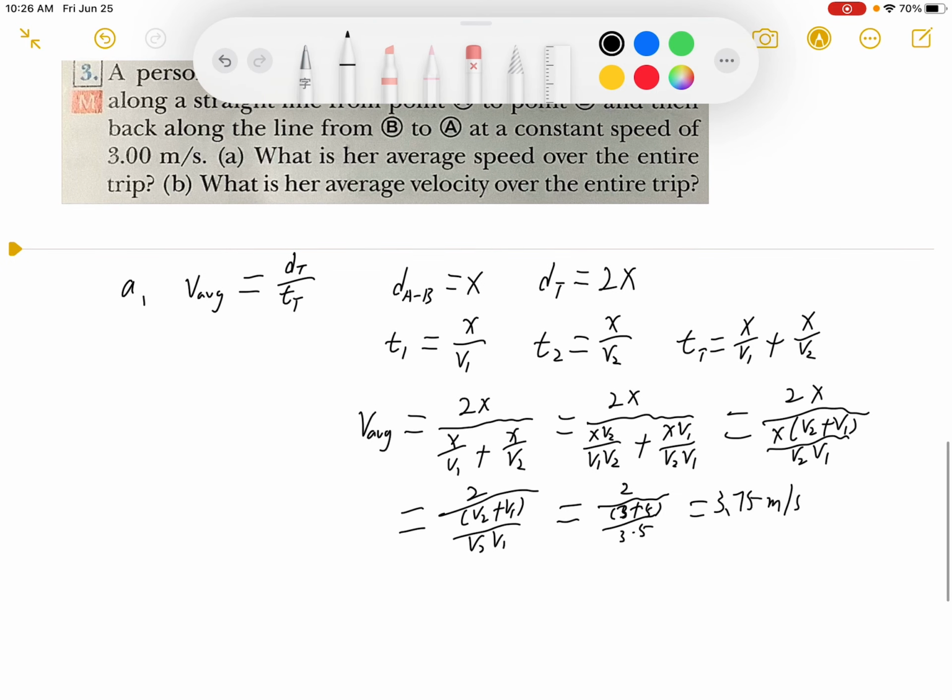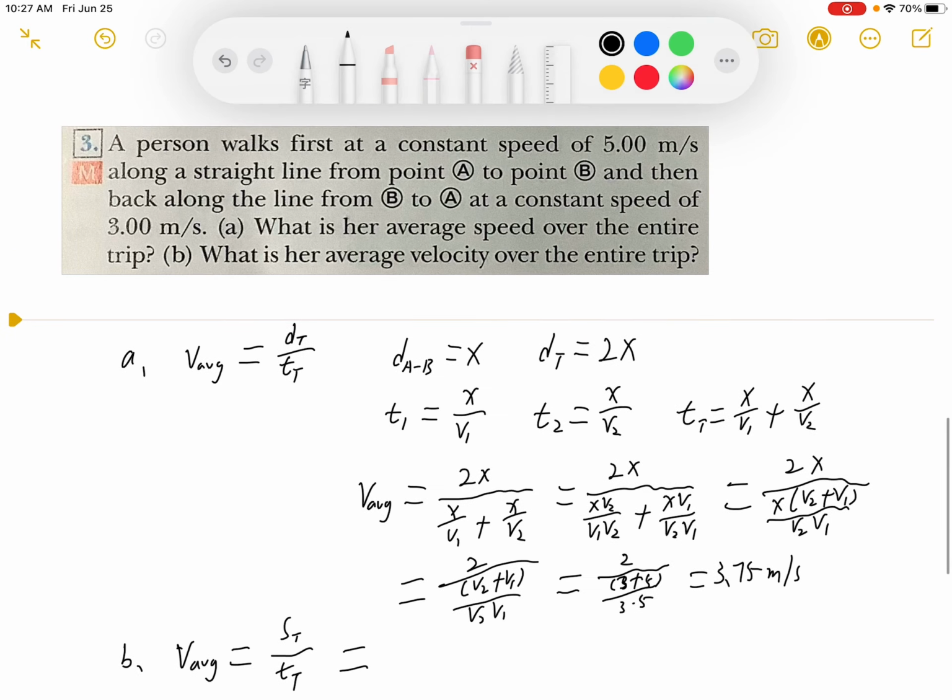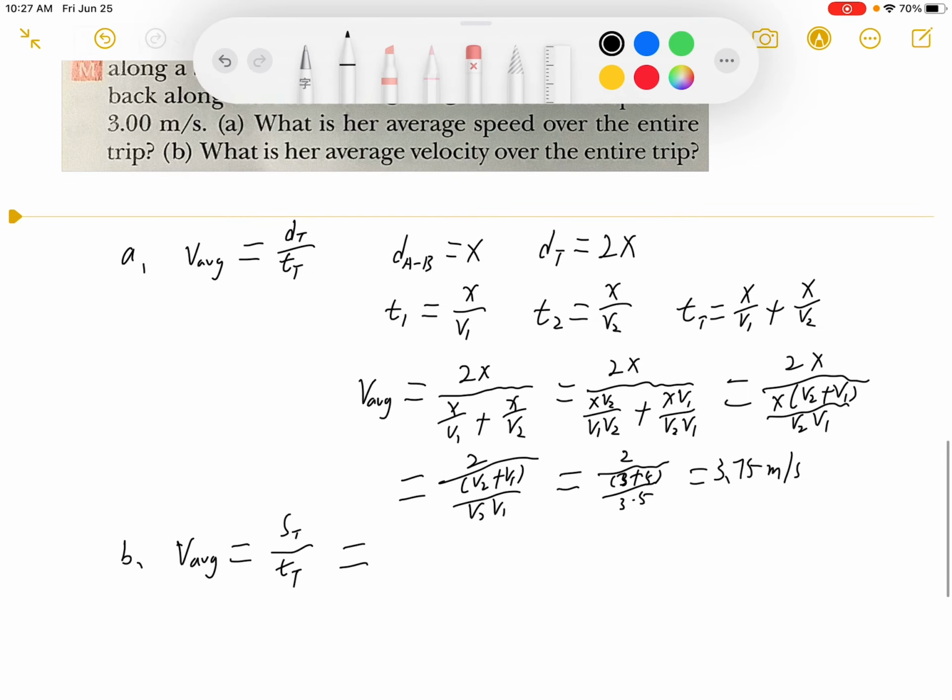Okay, so let's do part B. So part B is the average velocity. The average velocity equals the total displacement over time. So because the person walks from A to B and back from B to A, the total displacement is 0.